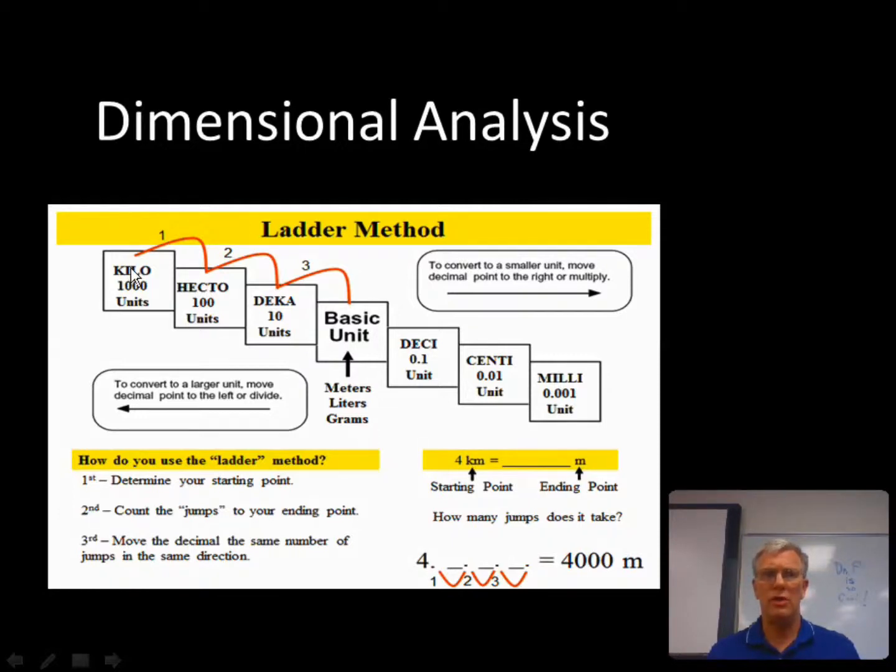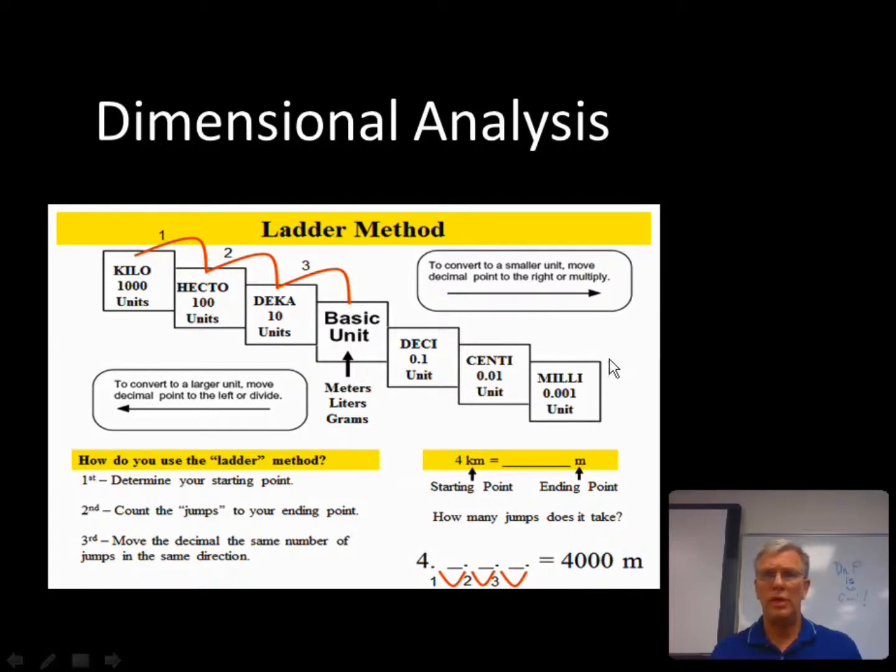So we start over here with kilo, and we move 1, 2, 3 places to the right to convert it into meters. So what does that mean we're going to do? We're going to move the decimal point 1, 2, 3 places to the right. So 4 kilometers, we're going to move the decimal point from here 1, 2, 3 places to the right. So 4 kilometers is 4,000 meters.